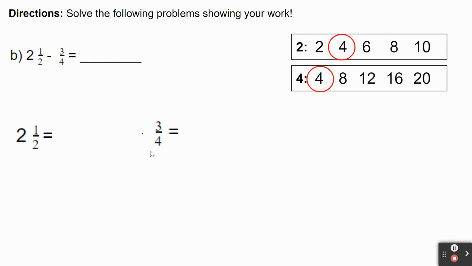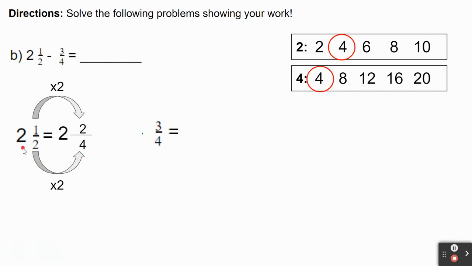Let's start with 2 and 1/2. We know that the denominator is going to be 4. So let's ask ourselves, what do we multiply by 2 to get to 4? Well, 2 times 2 is 4. So let's multiply by 2 on the top. 1 times 2 is 2. And the whole number 2 in front stays the same.